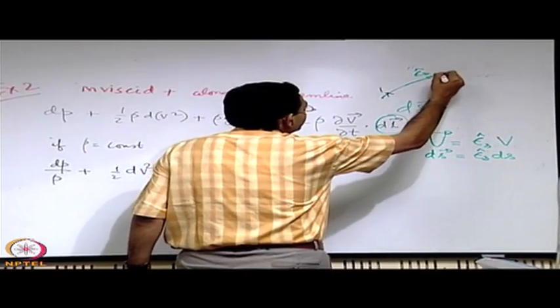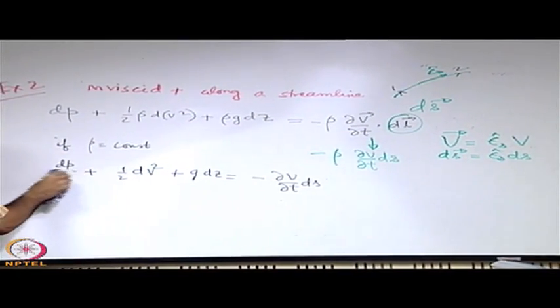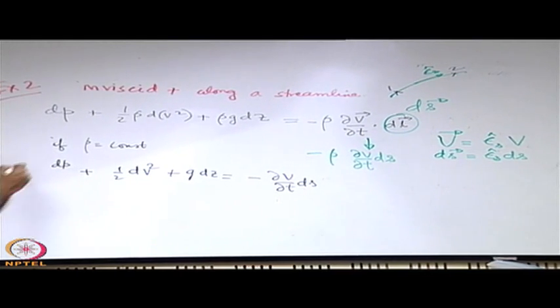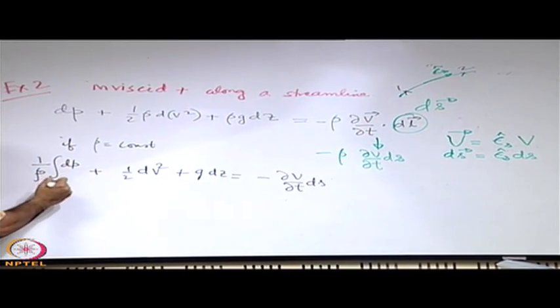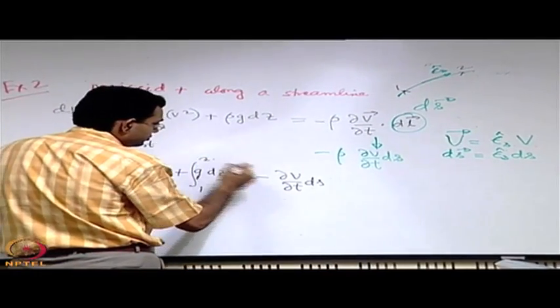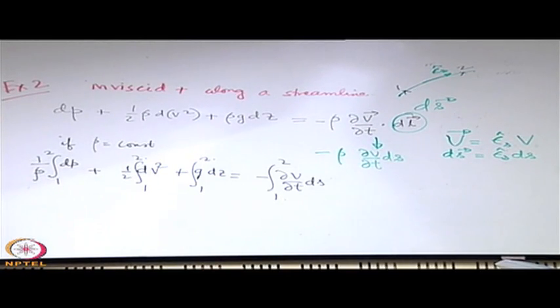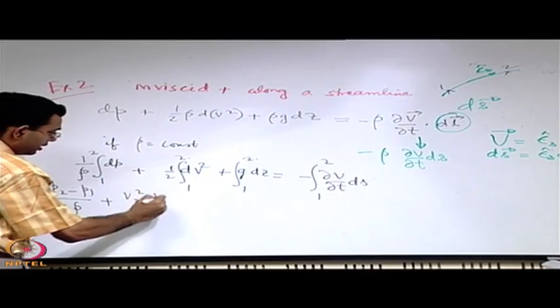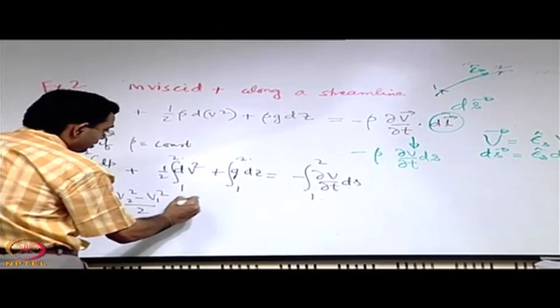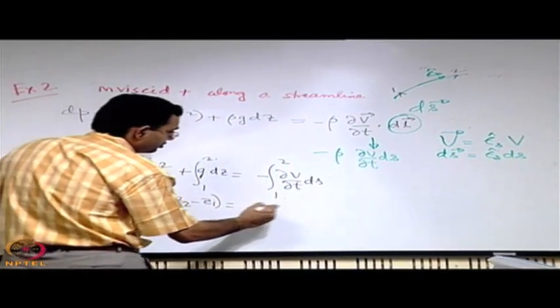if rho is constant we will take rho out of the integral when we are evaluating the integrals. So 1 by rho will come out, take the integral from 1 to 2, so we can write P2 minus P1 by rho plus V2 square minus V1 square by 2 plus g into Z2 minus Z1 is equal to this one.